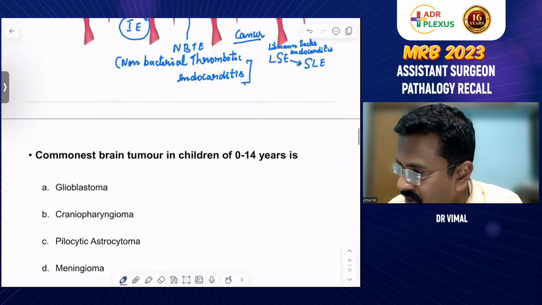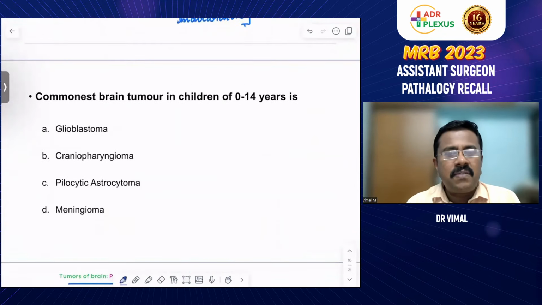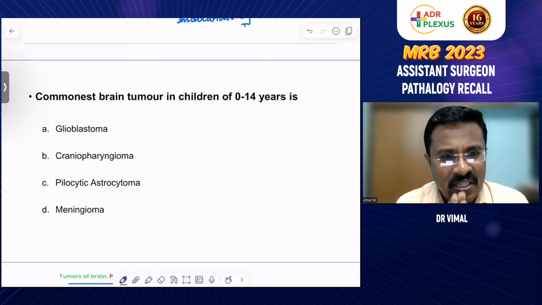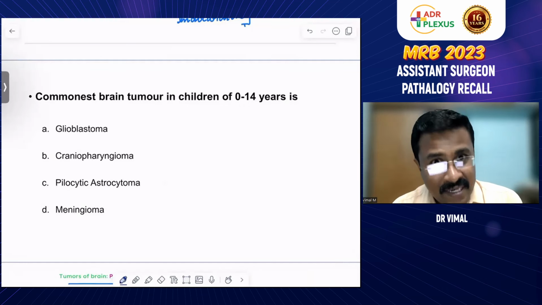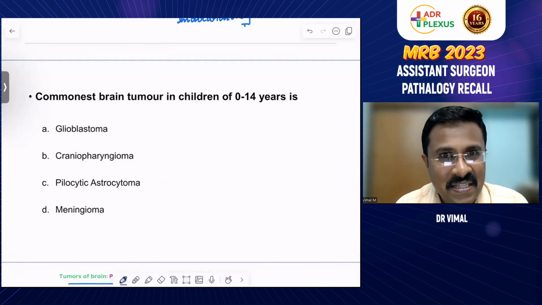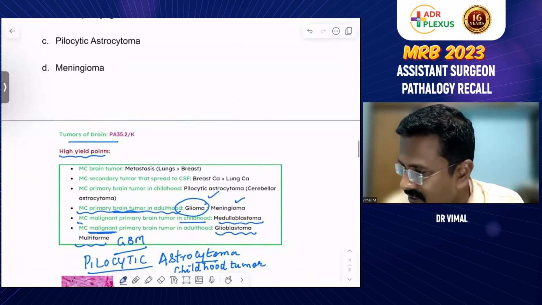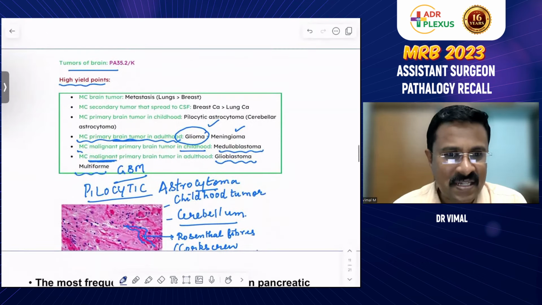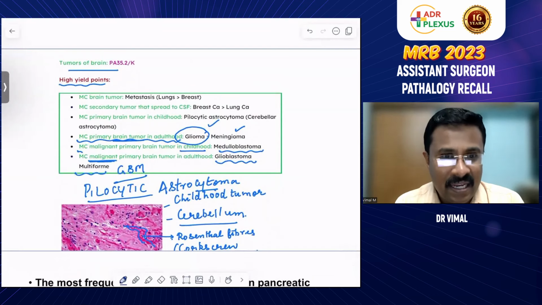Yes, guys. Now moving on to the next question. Commonest brain tumor in the children of 0 to 14 years. Yes, you want to see the proof like what we discussed in our notes? See here the exact notes where we discussed all the high yielding points.